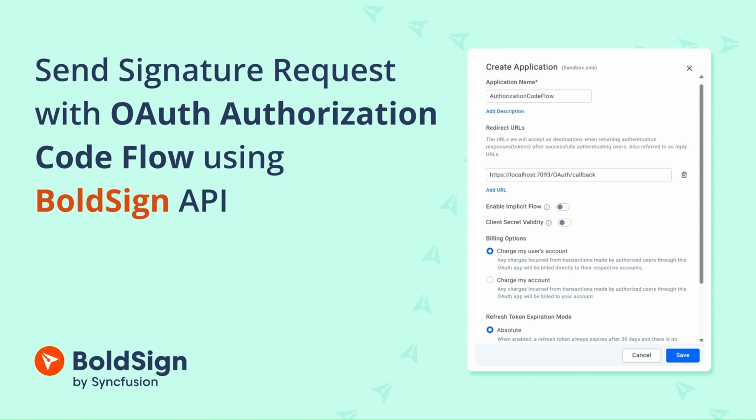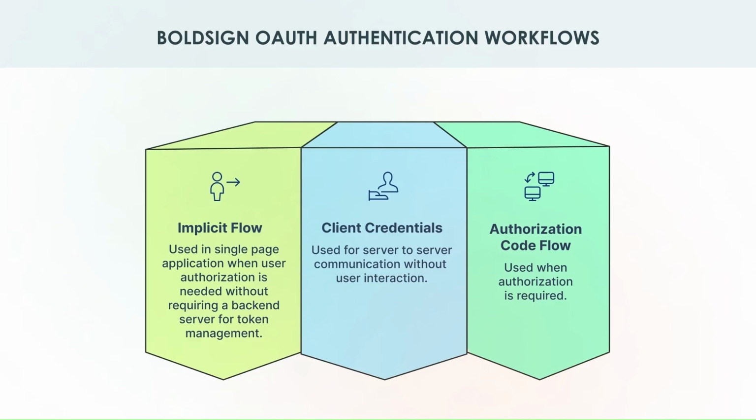Before diving into the code, let me give an overview of how the OAuth Authorization Code Flow works. BoldSign supports OAuth 2.0 for secure API access, using workflows such as client credentials, implicit and authorization code flows. I've covered the client credentials and implicit flows in previous videos. Check the links in the description if you've missed them.